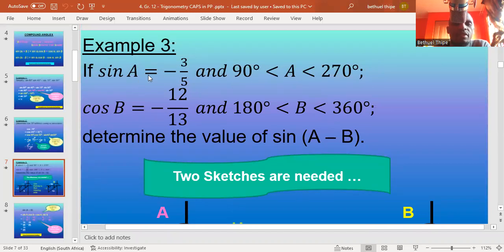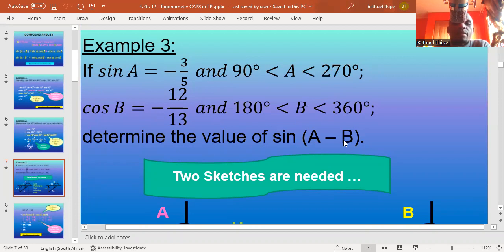If the sin of A is equal to minus 3/5 and A is between 90 degrees and 270, and the cos of B is equal to minus 12/13, and B is between 180 and 360. Determine the value of sine A minus B.